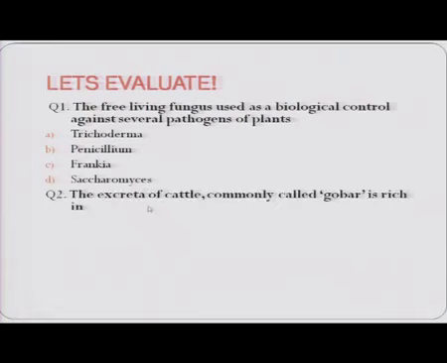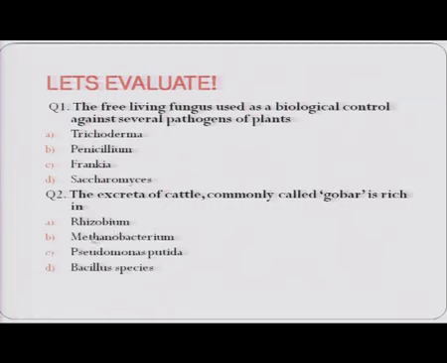Next question. The excreta of cattle, commonly called gobar, is rich in Rhizobium, Methanobacterium, Pseudomonas, Bacillus. Methanobacterium. We have learnt in this chapter, in this session, that the excreta of cattle is comprising of the Methanobacterium like Methanococcus, which can be used for production of biogas.